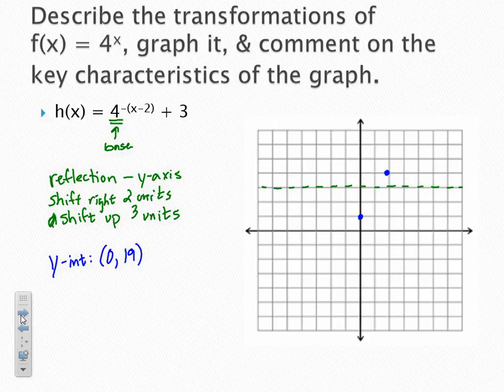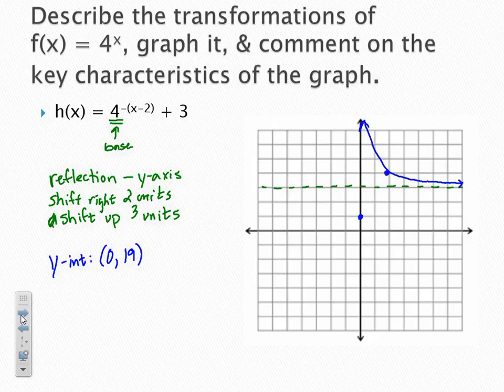Right, so I'm just going to draw this. I'm going to come way up here. I'm not crossing my y-axis. It's going to be somewhere close to that. I'm going to pass through my transformed y-intercept and then continue along my horizontal asymptote. And so my exponential function is going to look something like this.